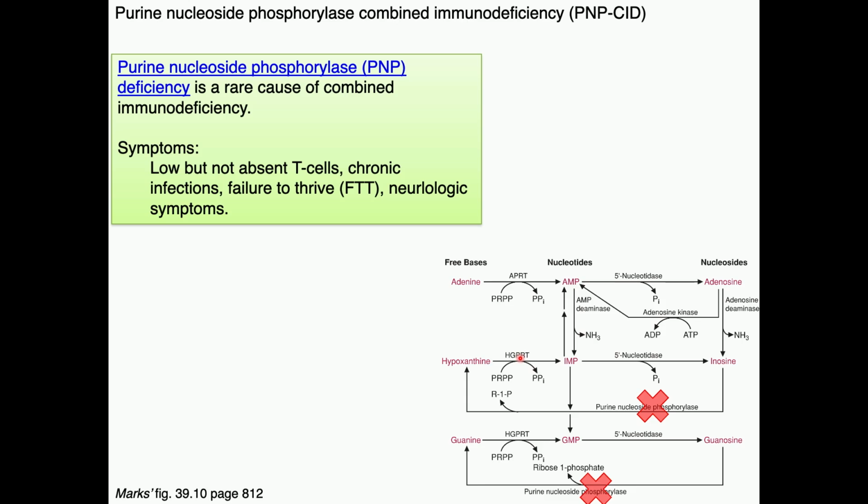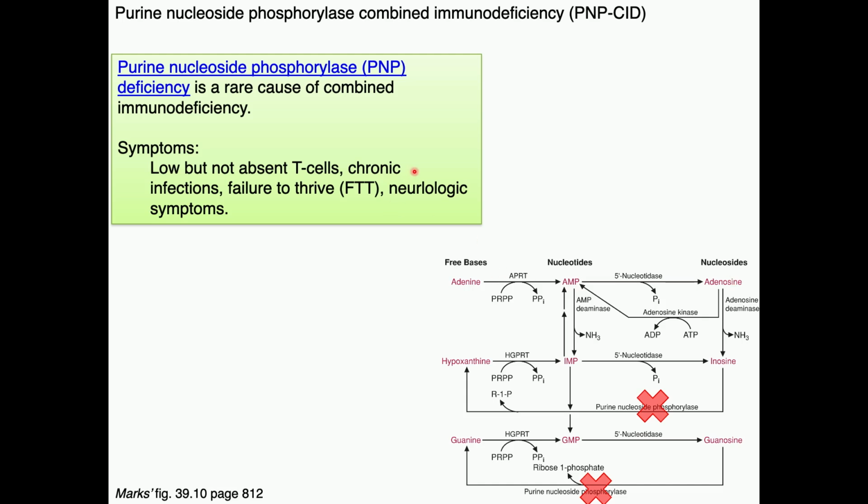Okay, so this is a case of purine nucleoside phosphorylase deficiency, or purine nucleoside phosphorylase combined immunodeficiency. So in this case, the pathology is similar. You get a buildup of adenosine nucleosides because you can't go through this salvage pathway to make hypoxanthine. So that adenosine nucleoside and deoxyadenosine is toxic to the developing lymphocytes, and if they're not around, then the patient can be susceptible to these opportunistic infections.